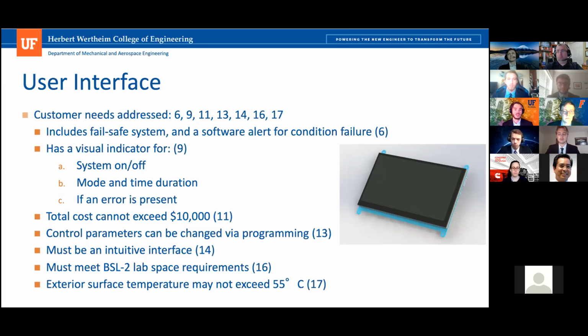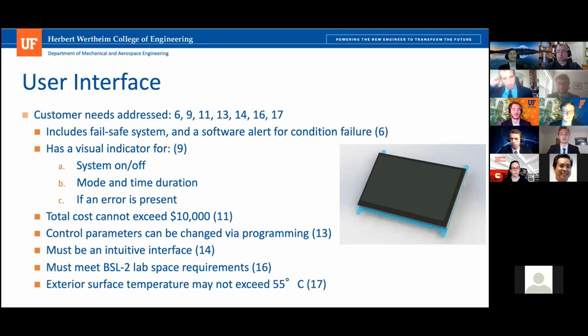Next, customer need 11, a very important one, is that the total cost cannot exceed 10,000. Thankfully, we were able to achieve this not only for the subsystem, but for the whole system, with a total budget of $9.6 thousand. So that customer need is met and will be addressed later in a cost analysis.